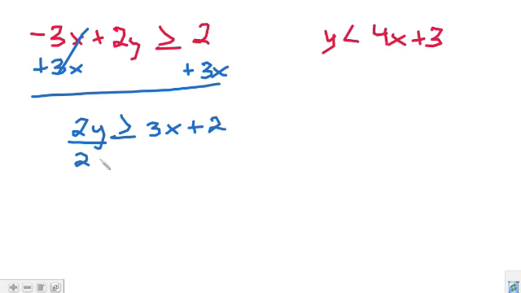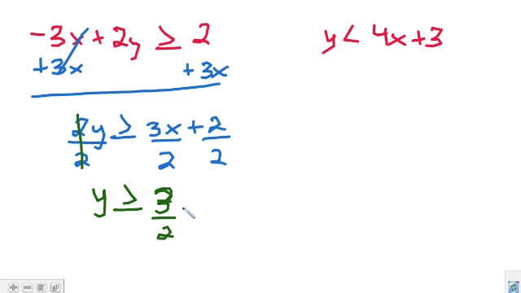Now we're going to divide by 2 because we want that y by itself. And when we divide by 2, we have to divide them all. These cancel, and I get y is greater than or equal to 3 over 2x plus 1. So my y-intercept here is going to be 0, 1. So we're going to put our first dot there, and then we're going to go up 3 over 2.